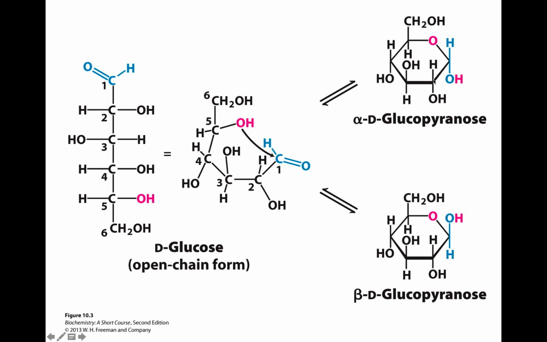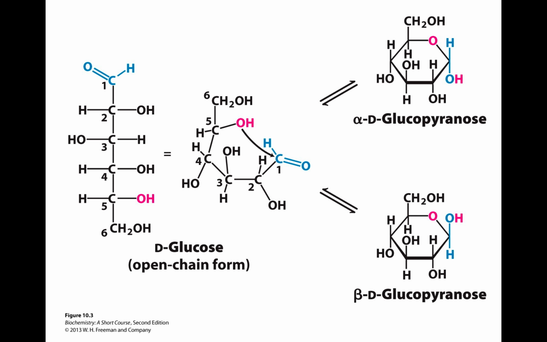This is the only one that has changed. Number 2 was chiral before and it's still chiral. Number 3 was chiral before and it still is. Number 4 was chiral before and it still is. And number 5 was chiral before and it still is. So the one that's added is our carbon 1, and this is known as the anomeric carbon.